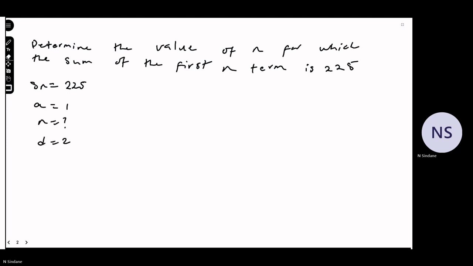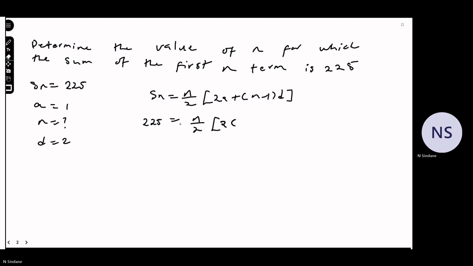So we can now say from this, Sn is equal to n divided by 2 into (2a plus (n minus 1) d), right? And then n is unknown, but we know Sn. This is 225, right? Then n divided by 2 into 2.